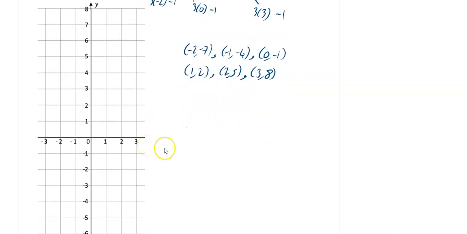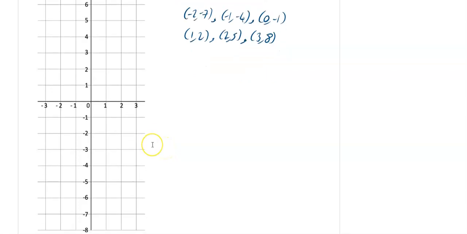So, I'll need to zoom down a wee bit. At minus 2, I'm at minus 7. So at minus 2, I'm down at minus 7. So that's the first point I want to draw. At minus 1, I'm at minus 4. So go to minus 1 and then down to minus 4. So this is my second point I want to draw. At 0, I'm at minus 1. So 0 and minus 1, it would be here.